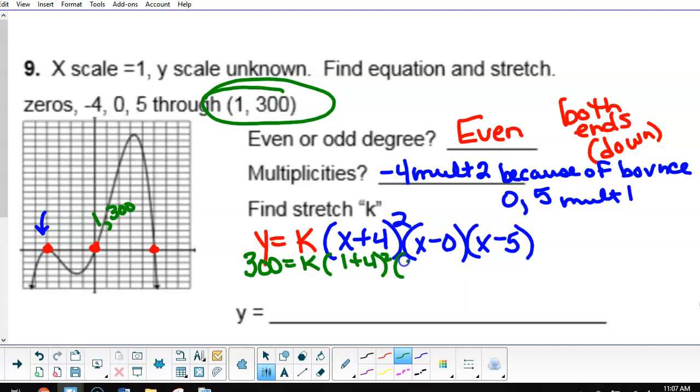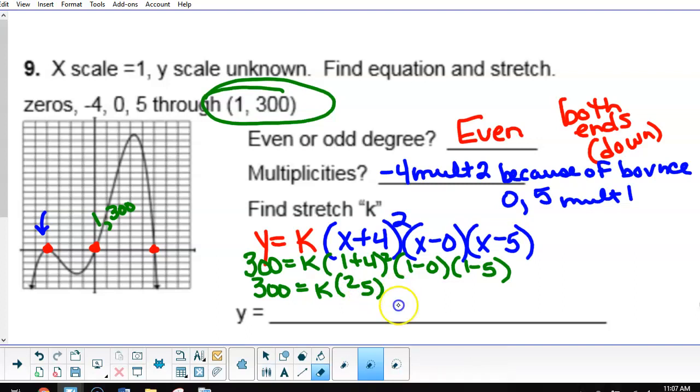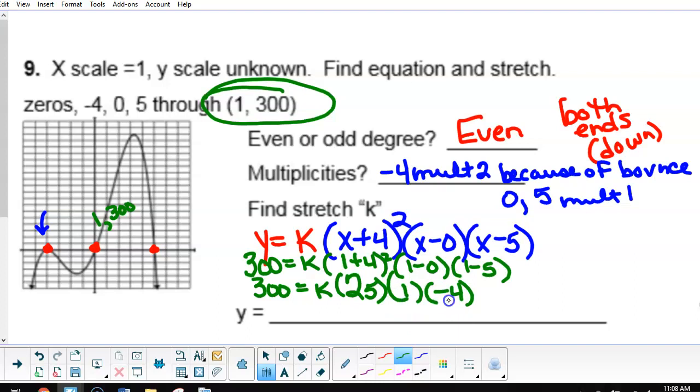I don't have a lot of room for work here. So I get 300 equals k times 5 squared, or 25. That's supposed to say 25. Either my tablet's not working or I can't write. I'll just write bigger. 1 minus 0 is 1, and 1 minus 5 is -4. So 25 times 1 times -4 multiplies out to be -100, right?